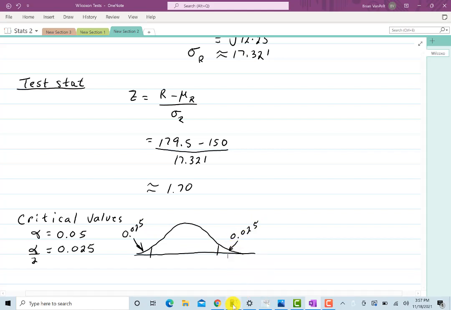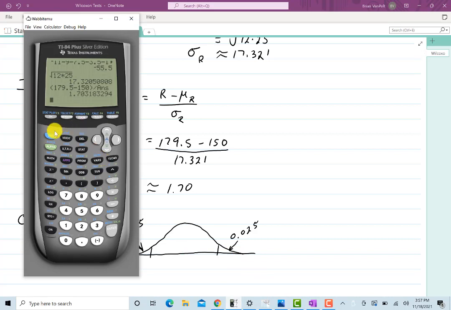Once again, you can use your calculator for this or you can use the Z table. I am going to go to distribution, so second, distributions. I want inverse norm. I'm going to go for the left end point, so I'm going to put 0.025 as my area. Leave the rest of it alone and see what we get. I get negative 1.96.